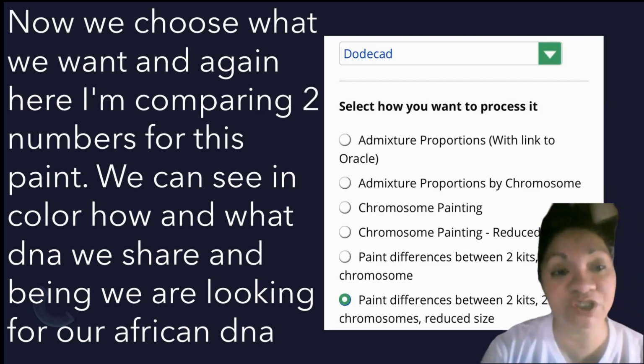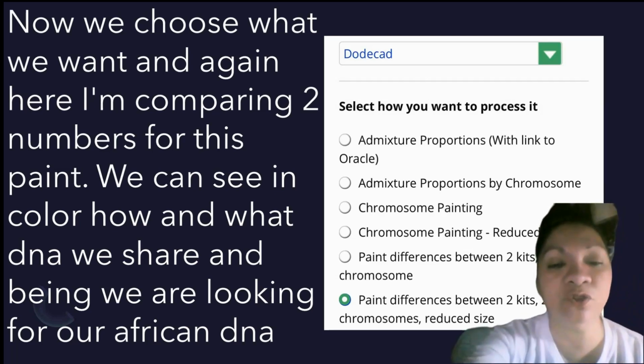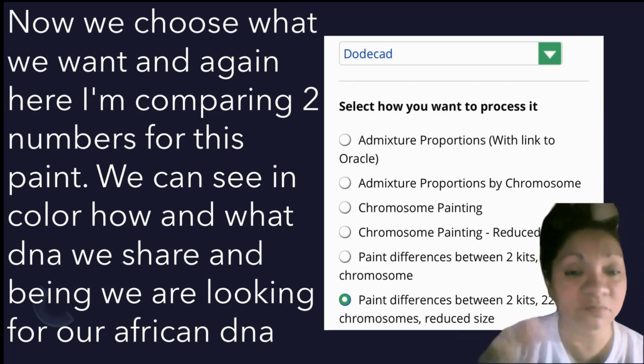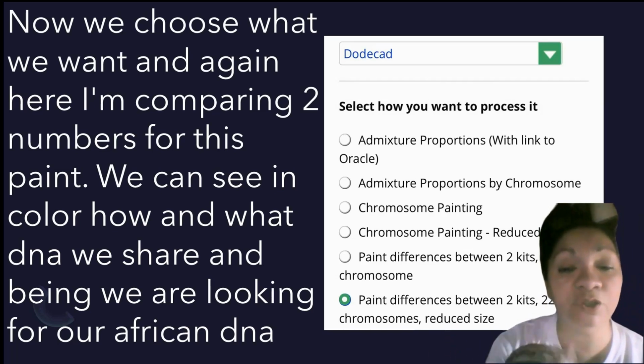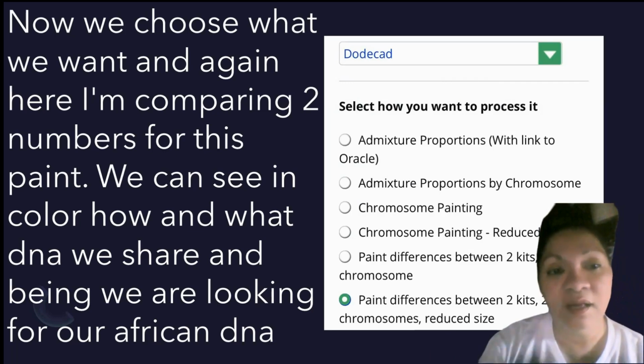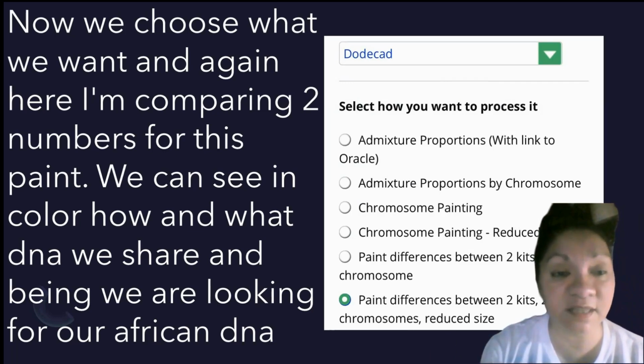Now, if you want to only check your kit, then you go to the admixture portion, just the top one, and you use Oracle. And use Oracle 4. It gives you the most intense information.